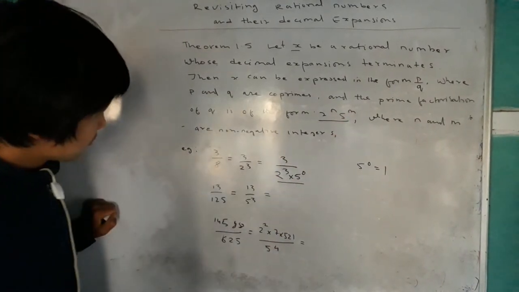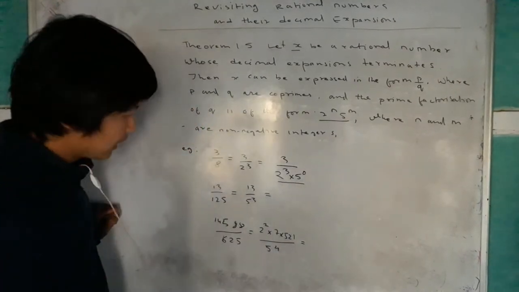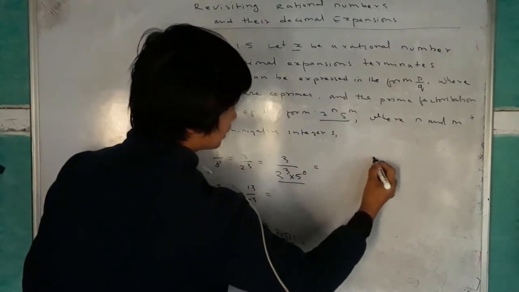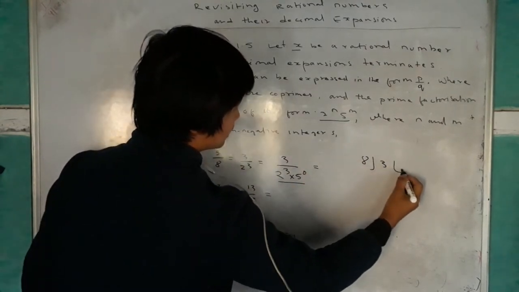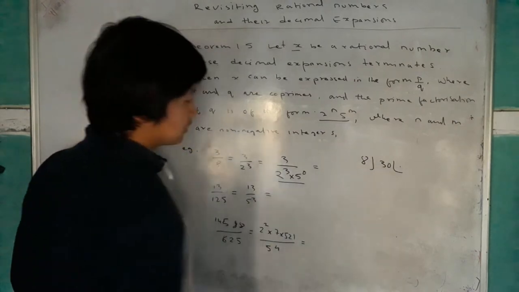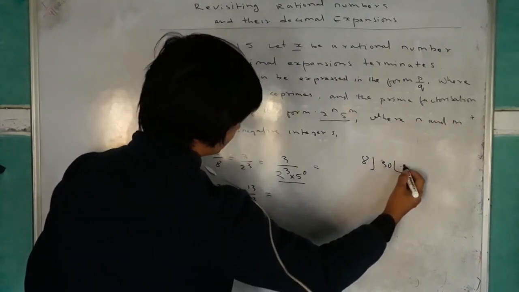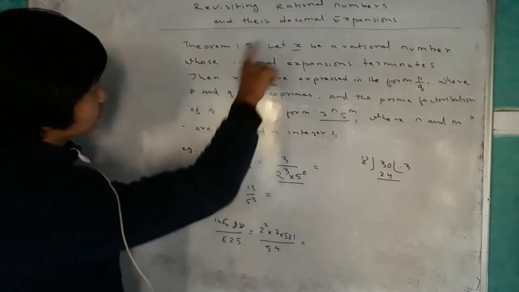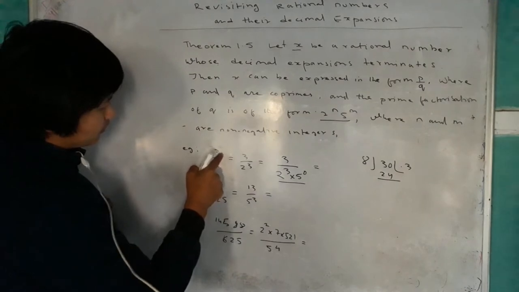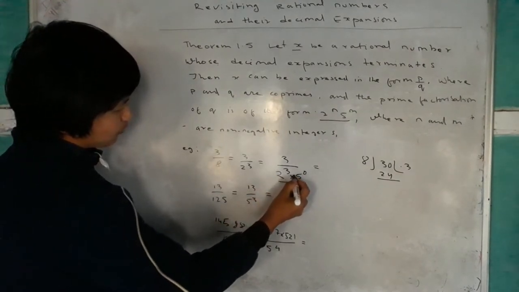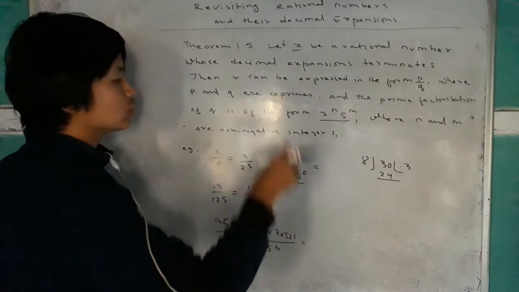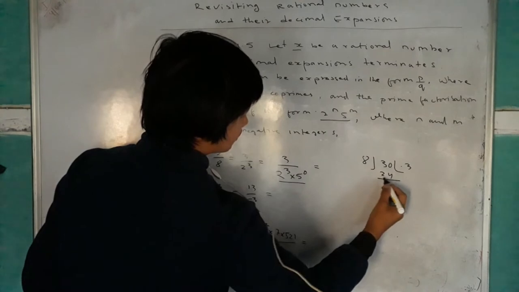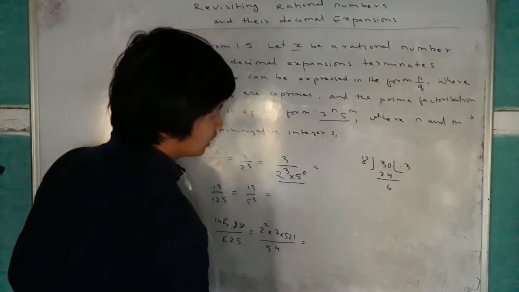So if I divide, what will be the answer? I will divide 3 by 8. I put a point so that I can get a 0. 8 into 3, 24. According to the theorem, if the number can be written in the form of 2 to the power n, 5 to the power m, then its decimal expansion will terminate. Let's have a proof. So the remainder will be 6, 0.0.